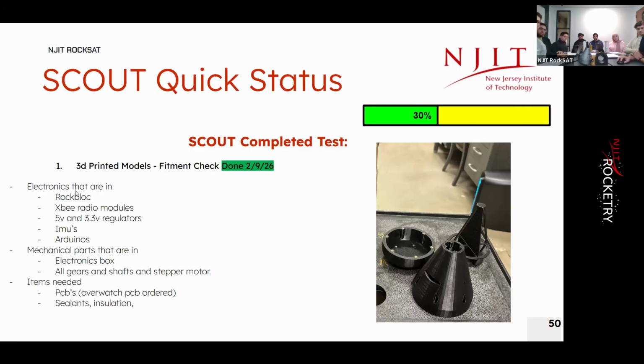For the electronics update, we already have the RockBLOCK in our hands. We got them this week, along with the XBee radio modules. We also got our 5 and 3.3 volt regulators. Our IMUs are in, and our Arduinos are in. For the mechanical parts, we got our electronics box that stays on Overwatch, and all the gears and shafts are in too. The only items that are needed currently are the PCBs for Overwatch to be ordered, and things like sealant and insulation for all the electronics.